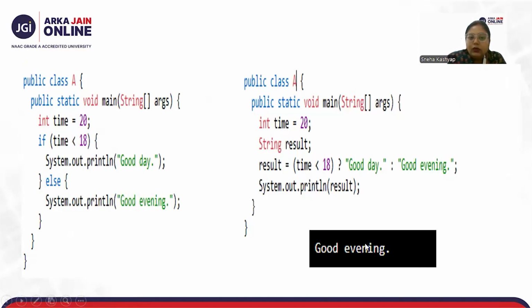So this is how the ternary operator replaces those 1, 2, 3, 4 lines of code with just a single line of code. So it's very easy to use the ternary operator instead of your normal if-else.